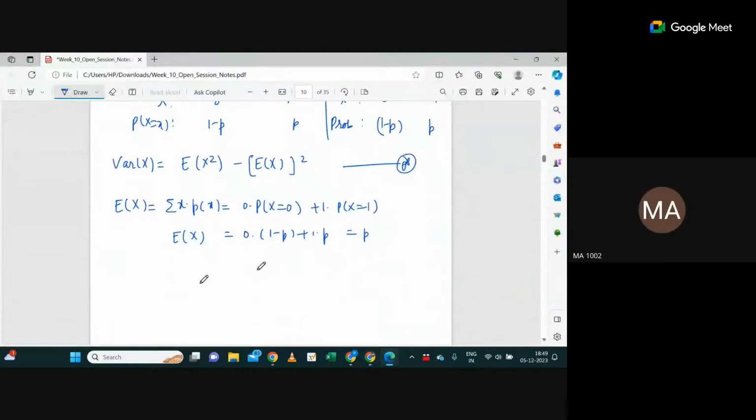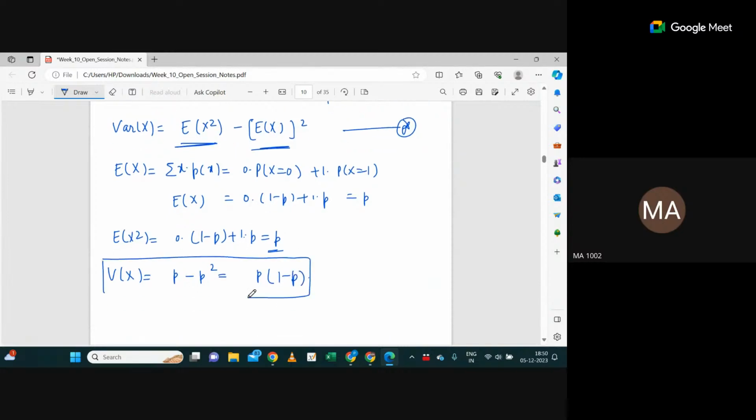Okay. So what is the expected value of x square now? It will be again 0 into 1 minus p plus 1 into p, which is nothing but p. Now, how is variance defined? Variance is defined as expected value of x square minus the square of the expected value of x. So that is p minus p square, right? I can take p as common. It will be p into 1 minus p. So this is the variance of your Bernoulli random variable.